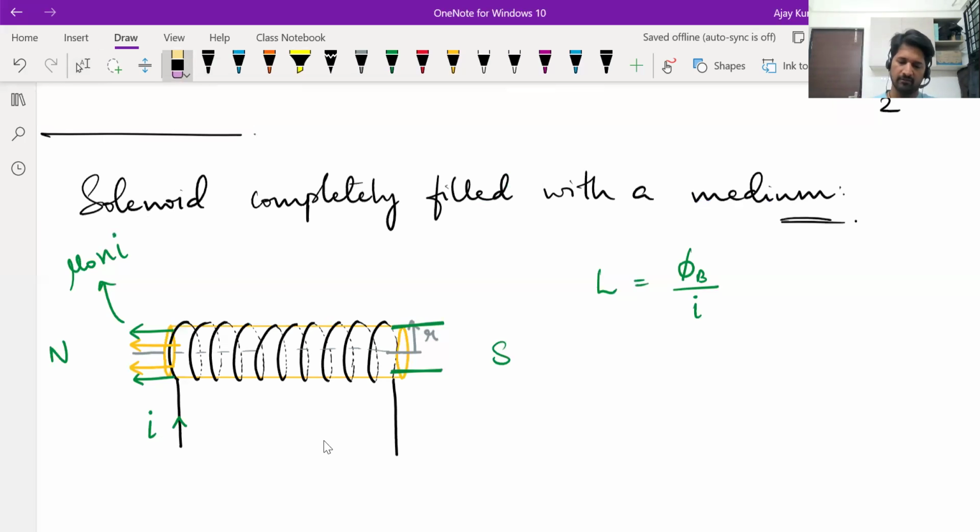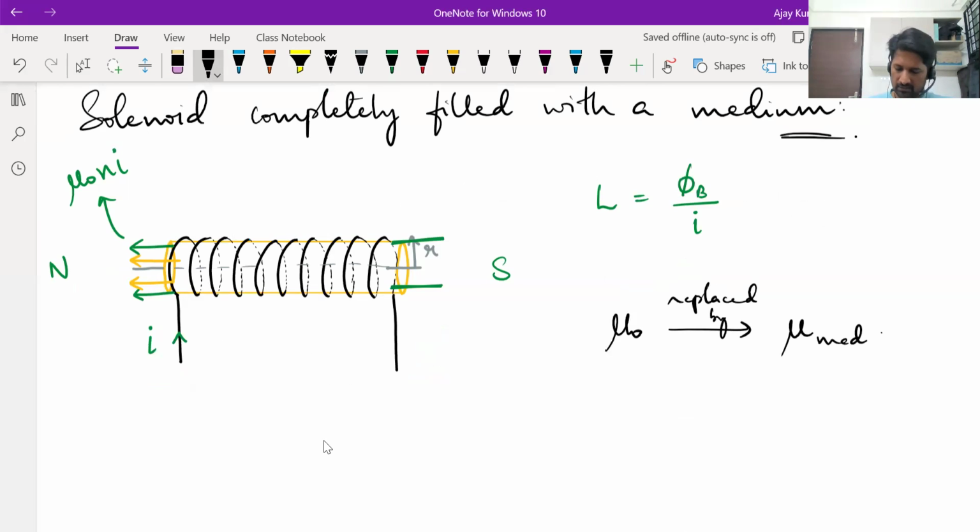And how to include the medium factor in this result? Just wherever you use mu naught. See, if it was vacuum, the field produced would have been mu naught Ni. If it is, let's say, a circle at its center, mu naught I by 2R. You'll see mu naught in those terms if it is vacuum. Instead of vacuum, if you have the space filled with some other medium, mu naught is to be replaced by mu of that medium. That's the only thing you need to take care of.